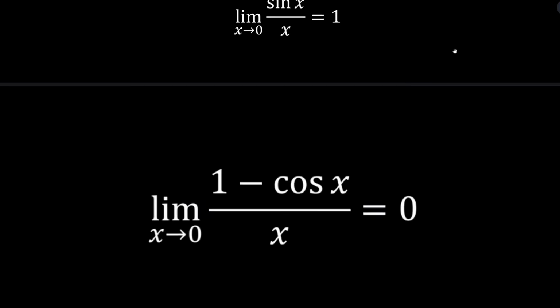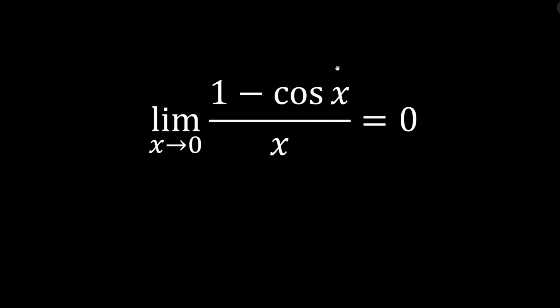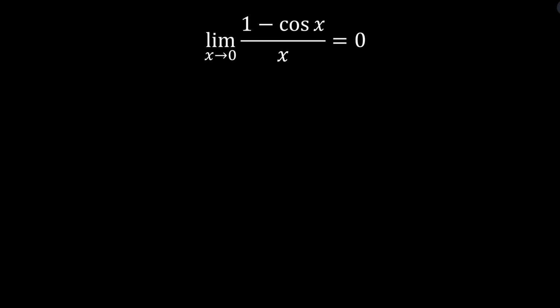The second one takes significantly less time, and what's cool about the proof of this trig limit is that we actually end up using that the limit of sine of x over x equals 1 in the proof, which is kind of cool. So pretty straightforward. Here's what we're going to do.